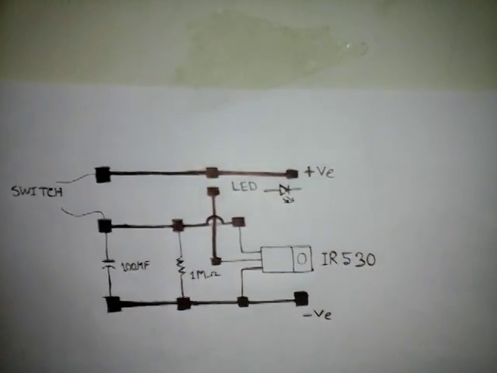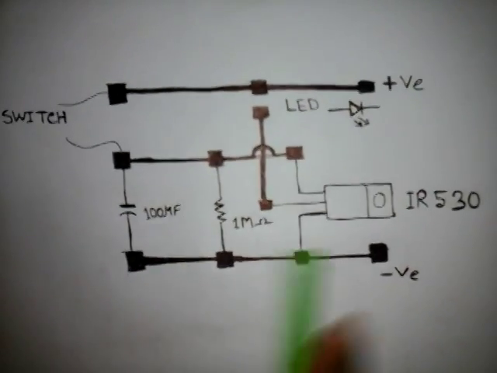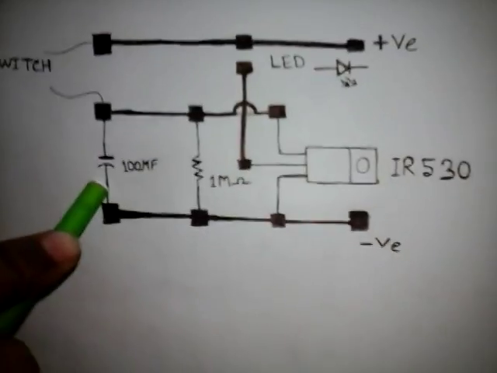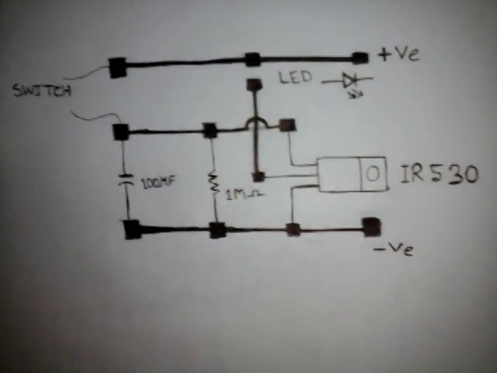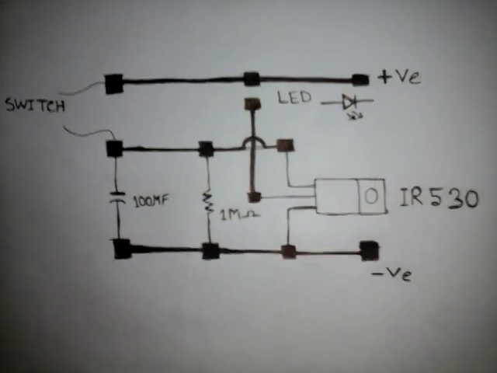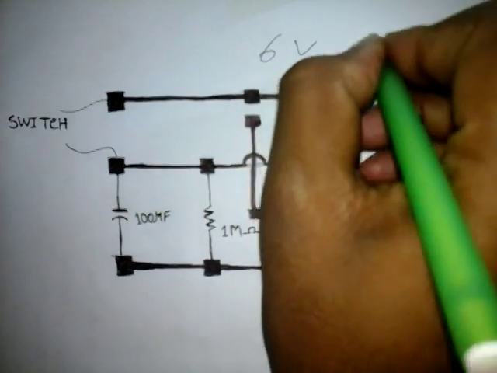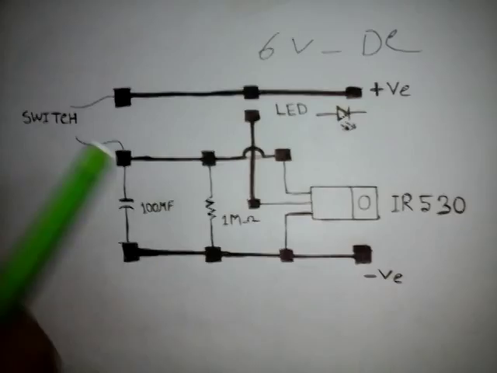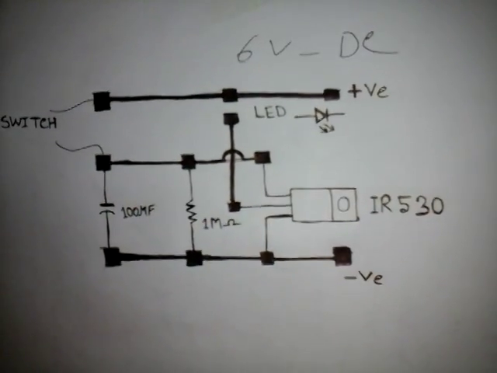The necessary elements required for making this circuit are: 1 FET IR530, 1 capacitor 100 microfarad, 1 resistor 1 megaohm, and a 6 volt DC supply, here. And a switch and a load. I'm using an LED bulb.